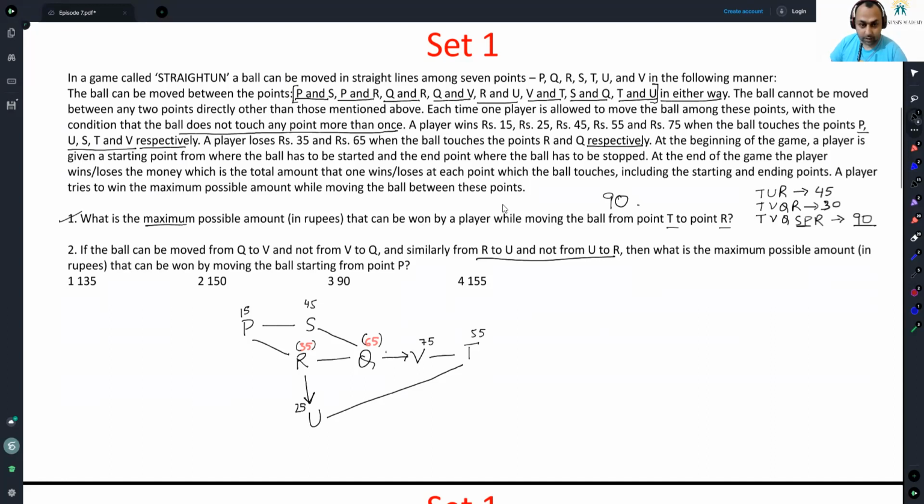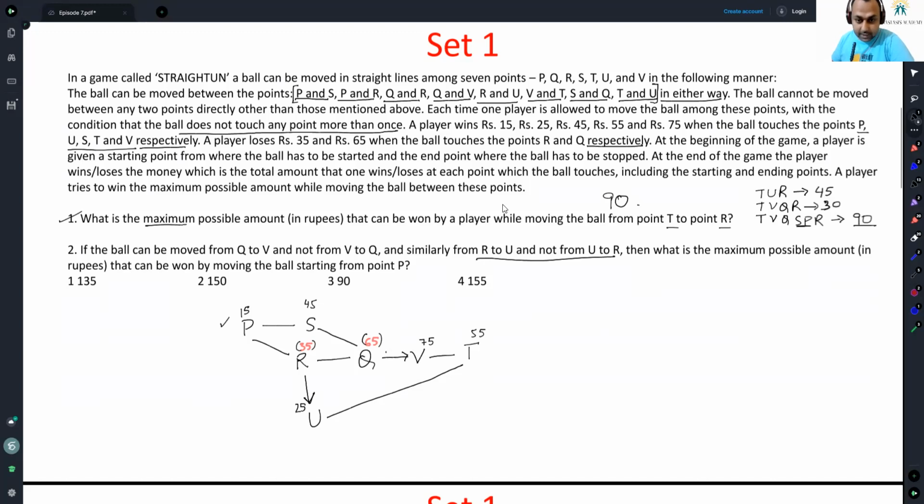Then what is the maximum possible amount in rupees that can be won by moving the ball starting from point P? Okay, I'm starting at point P. What is the maximum amount that can be won? If I'm looking to maximize my winning, I want to go to all possible points, as in I want to avoid the negative points.